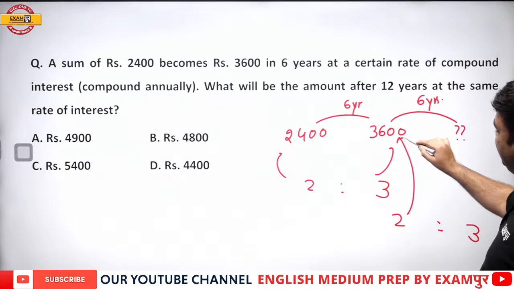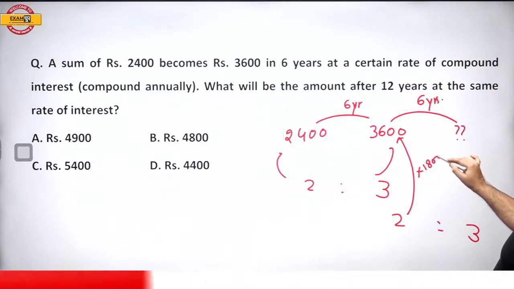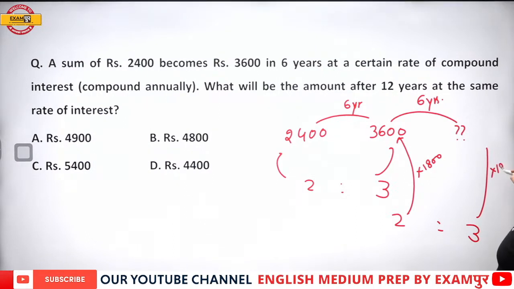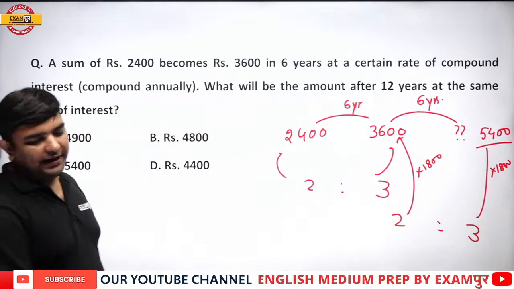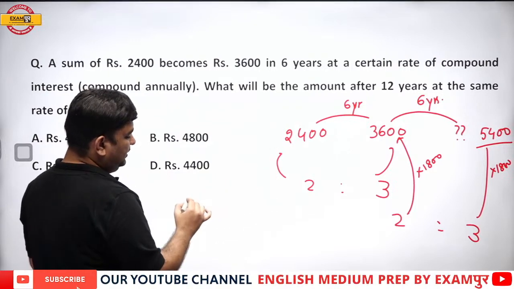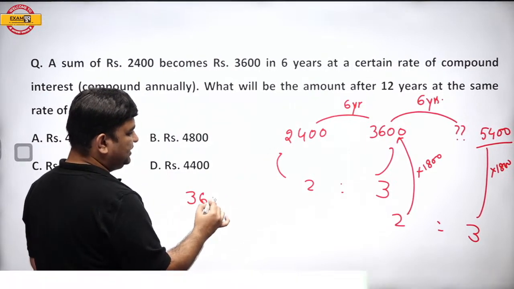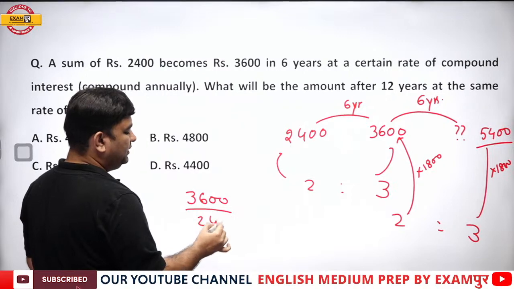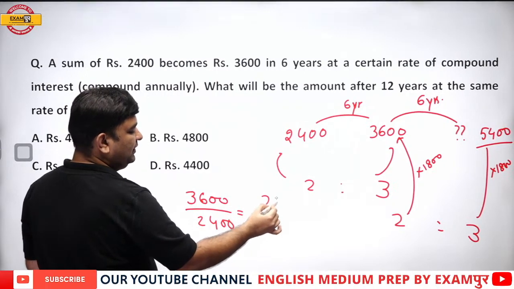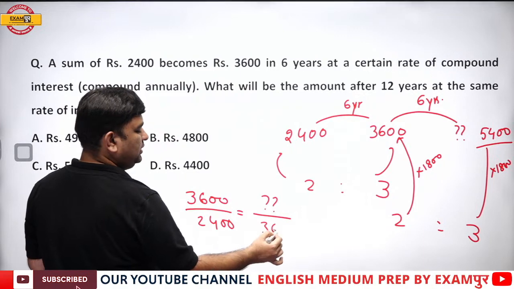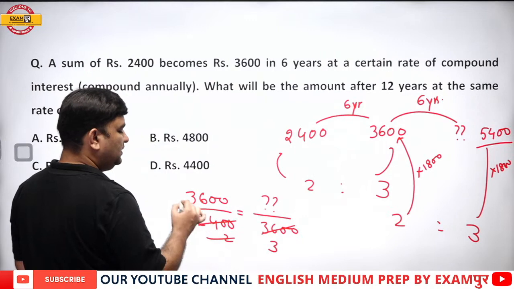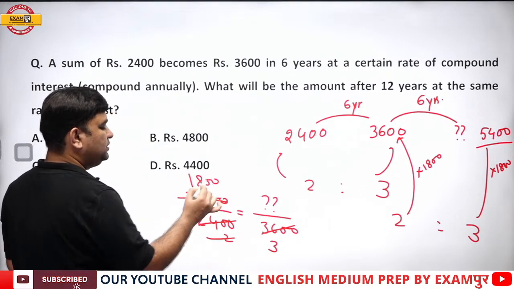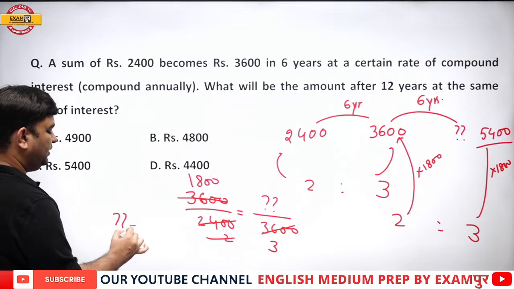2 is 3,600, so 3 is 5,400. Some people write it like this as well. The initial ratio is 3,600 upon 2,400, and that should be equal to the final ratio. That is also very cool. 2 times 3 times 3 is 18. So the question mark is 5,400.